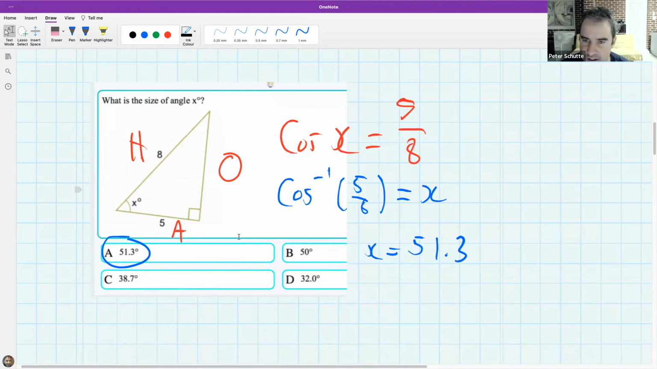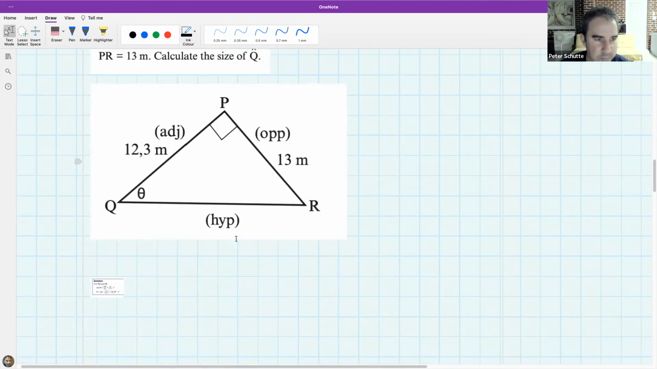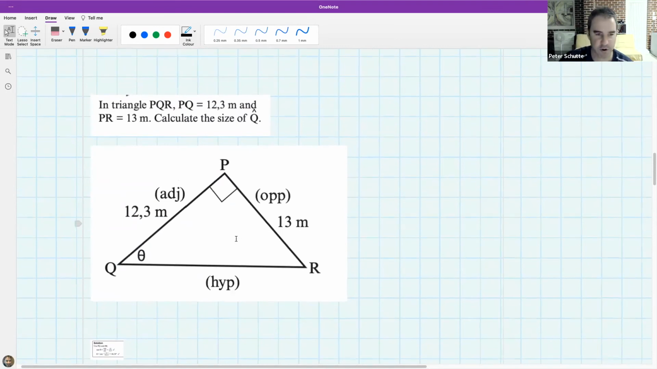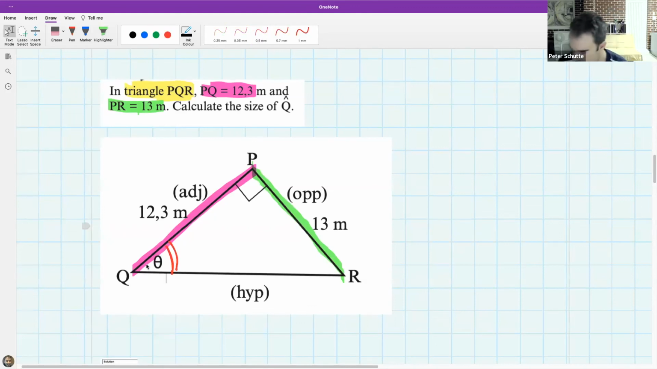Let us have a look. Let's do one more. Okay, this is a bit more words, guys. We're throwing a bit more words at you this time. So we've got in triangle PQR, you are given that PQ is 12.3. So PQ is that length there. And you're also given that PR is 13. And what they want you to do is find what this angle over here is. So over to you guys. What is the angle theta?